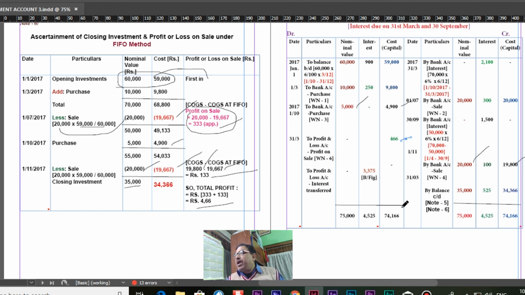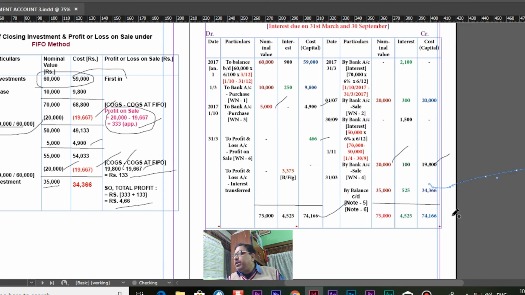466. Now add this column and we got 74,166, naturally the balance will be 34,366. Therefore, it is nothing but a balance. And this amount have been calculated, and that is nothing but a balance. Therefore, three balances are there. This one, and this one.